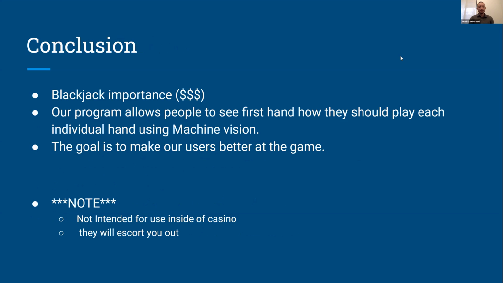So in conclusion, Blackjack is a very popular game that many people would like to get better at. Our program uses machine vision algorithms to see how each hand should be played by the user. Our main goal is to make users better at this game so that they can win more often and they can go to the casino and they can win more money.